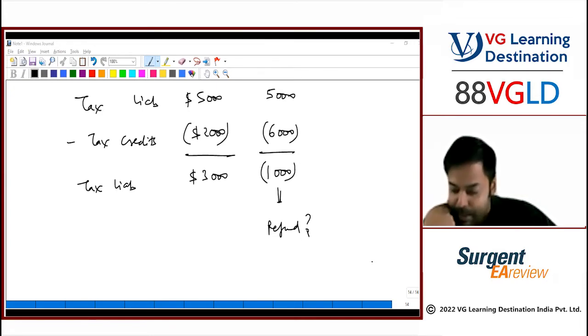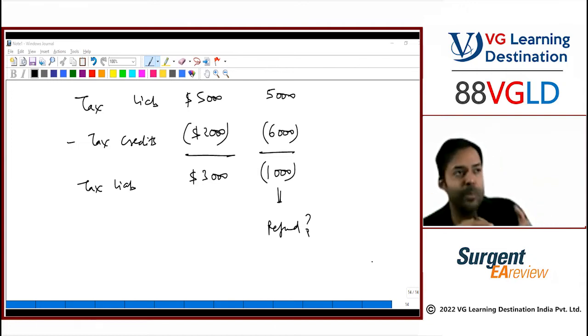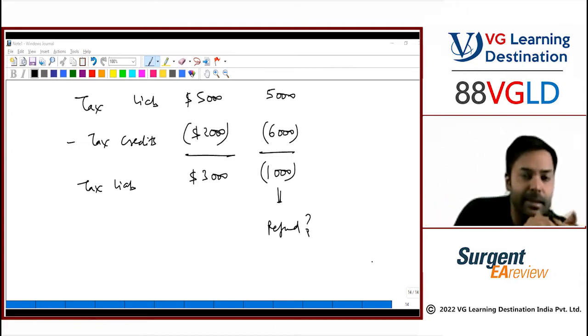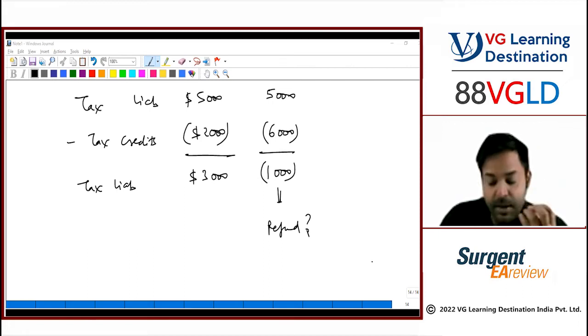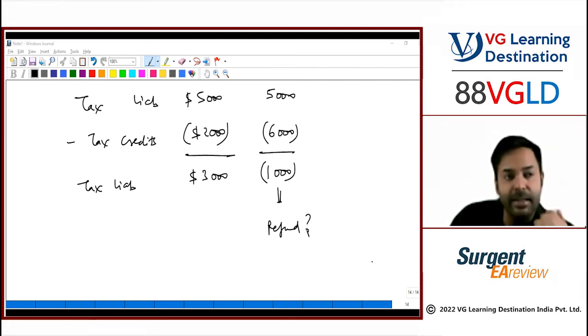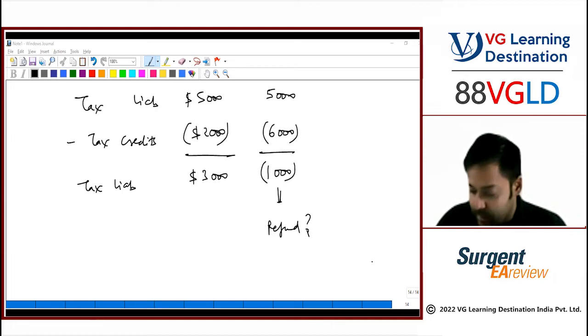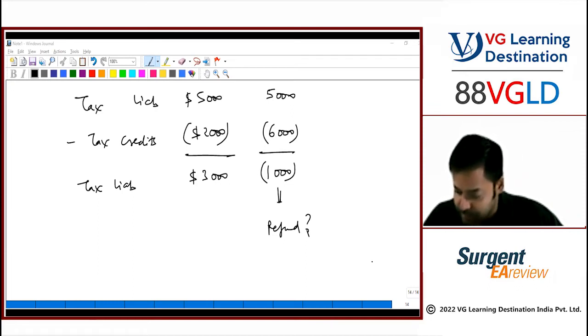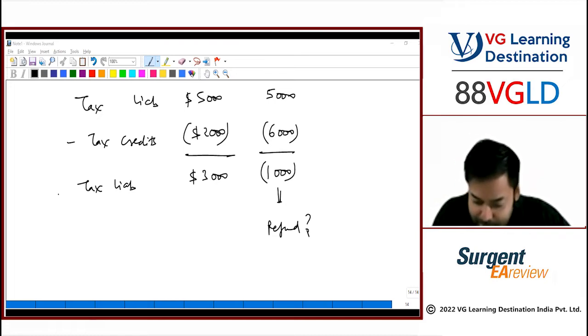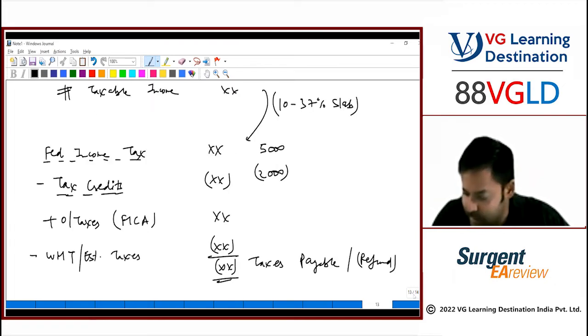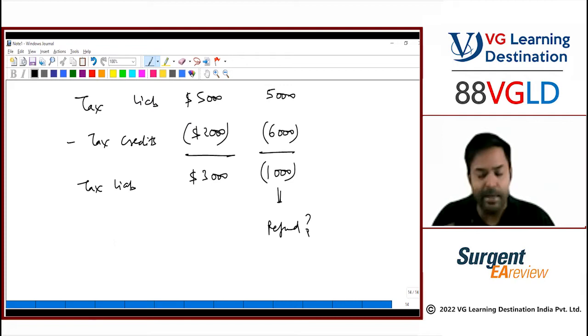No, it will depend. So please understand the difference between the tax credits and the payment you are making, the withholding tax. So here, tax credits, since most of you have not done the tax credit, so you will not understand what exactly the tax credit is. I'll just explain you a few pointers in the tax credit.